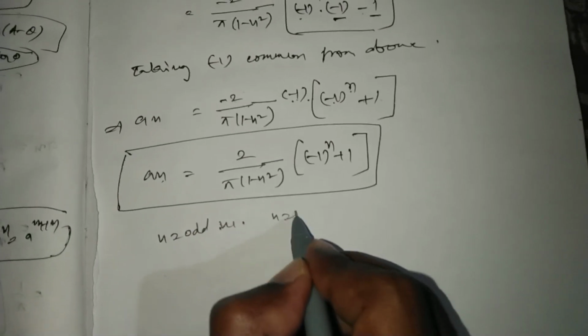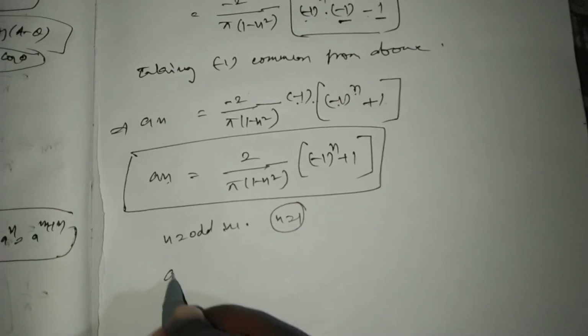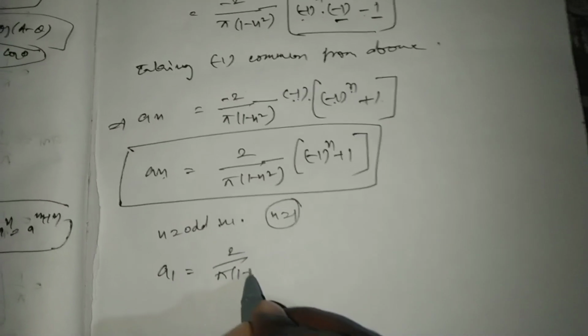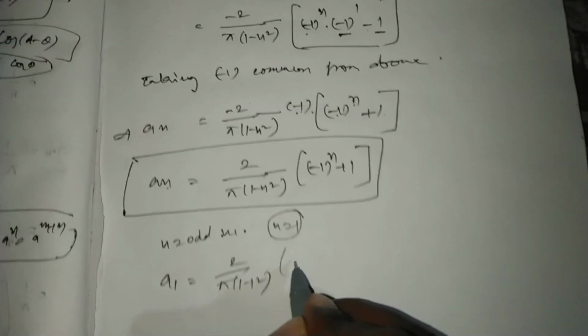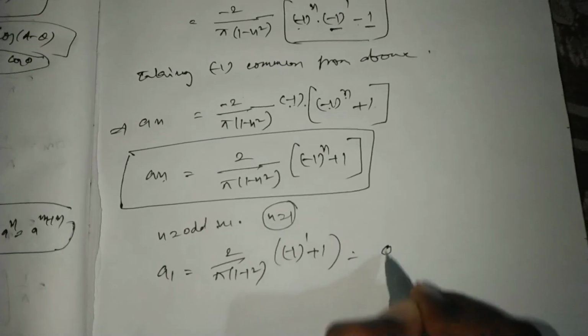For n equal to odd numbers, like n equal to 1, this will be 0, meaning a1 is 2 by pi into 1 minus 1 square, and minus 1 power 1 plus 1, so this will be 0.